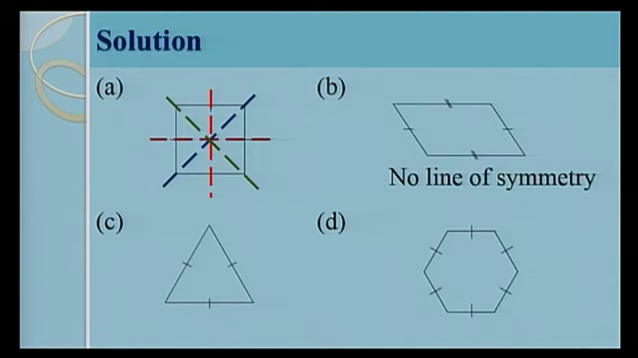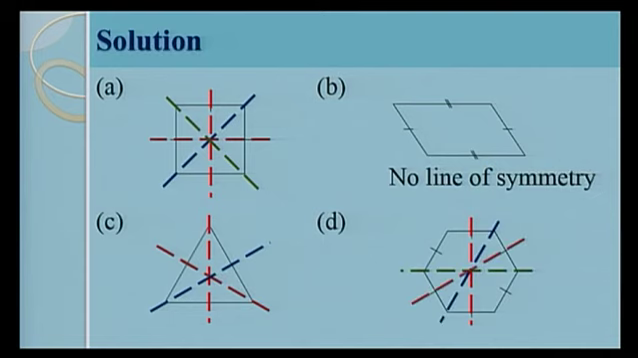What about the equilateral triangle? You've got one here, another one, and a third one. So the equilateral triangle has 3 lines of symmetry. The hexagon, that's a regular hexagon, which means that all the sides are equal. So you've got one here, another one, and so on. Let's count: that will be 6 lines of symmetry because you've got 6 sides.